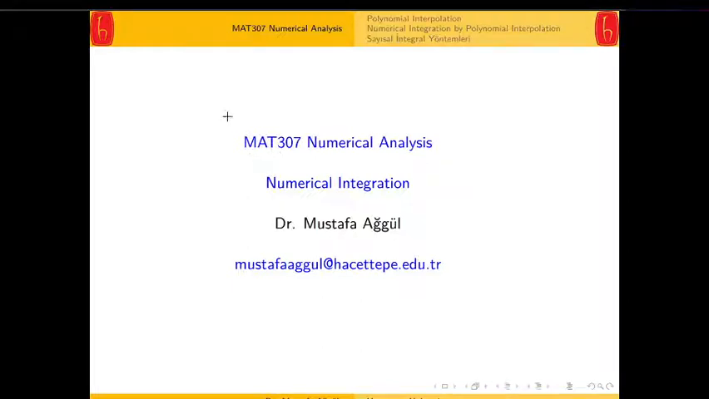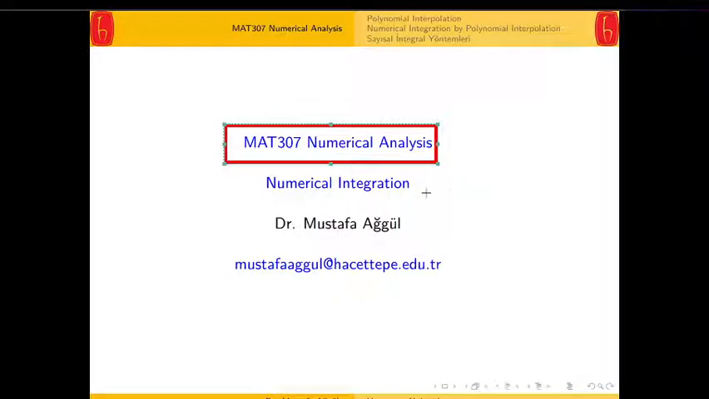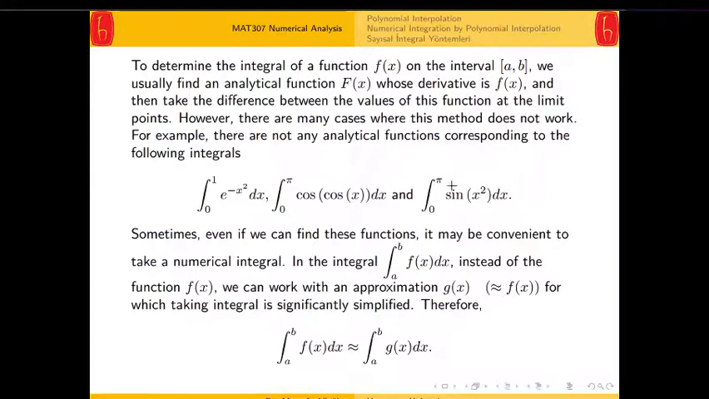Welcome to M8307 Numerical Analysis class. In this lecture, we are going to introduce numerical integration.